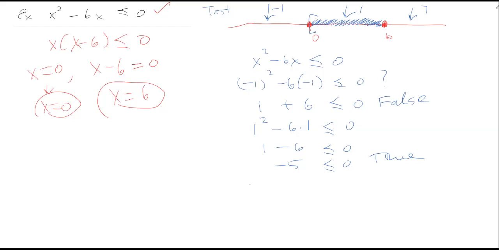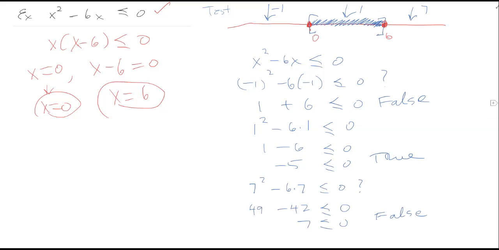Let's pick that 7. 7 squared minus 6 times 7. Is that less than or equal to 0? Well, 49 minus 42. Nope. That's a 7. So that's false. So that means we were correct in our assumption. We're thinking it stops there. That's the end of it.